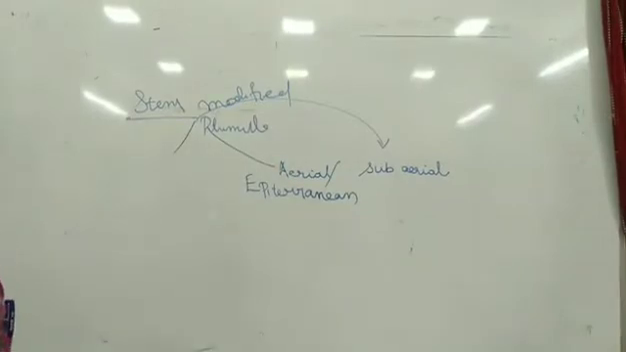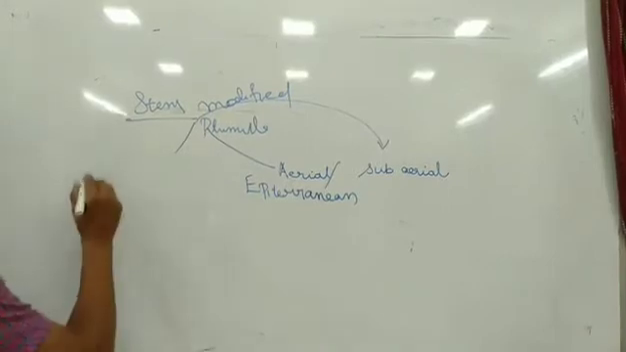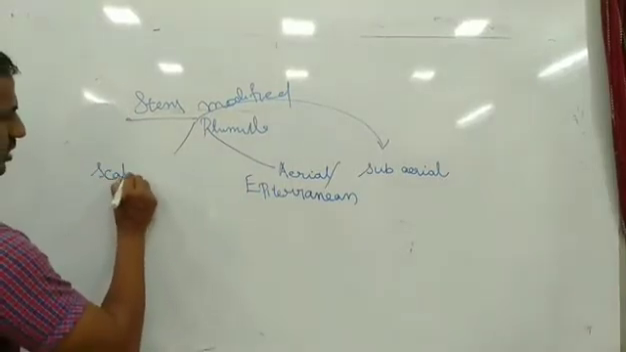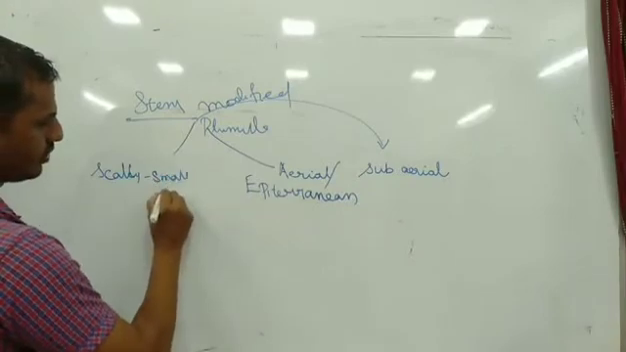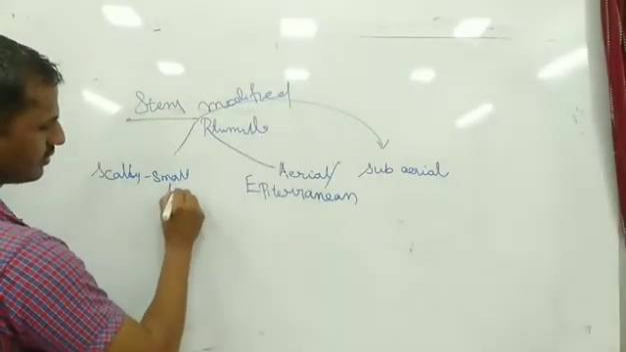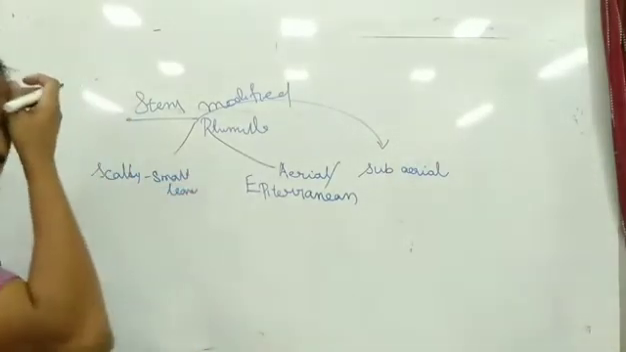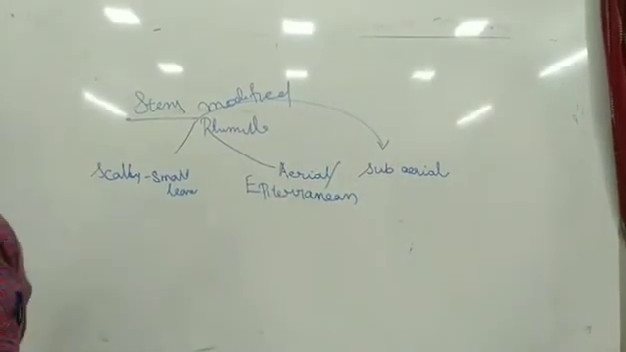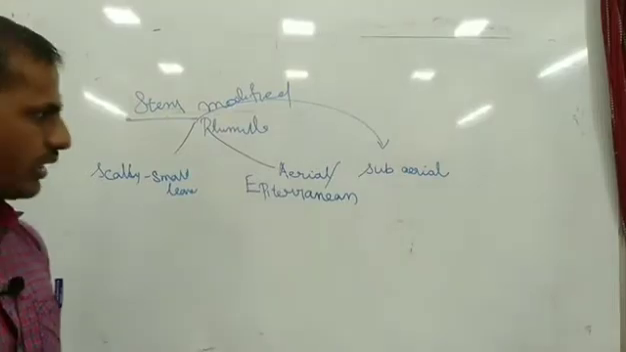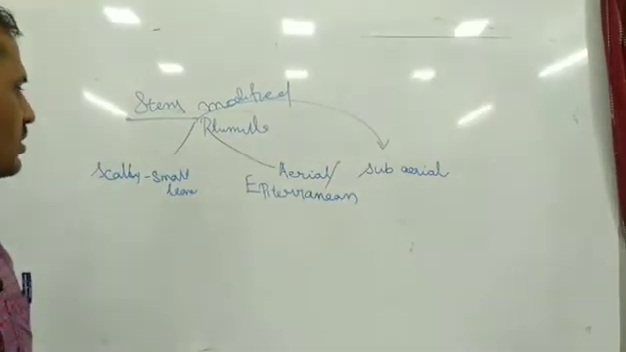Scaly leaves means? Scaly means small, like minute leaves. When you leave a potato for many days, small leaves appear. This is called scaly leaves.